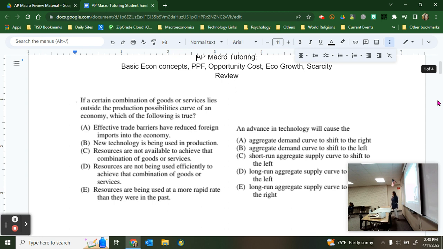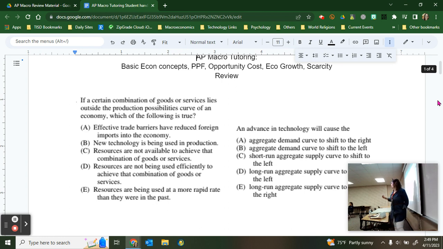Okay, 4 to 6%. Outside the PPF curve, it's just not possible, unless our PPF curve shifts, then it is possible. So on the very first question, it's talking about a PPF curve. There's a point that lies outside, so that would be a point out here. So the correct answer here is resources are not available to achieve that combination of goods and services. That is letter C on that very first question.